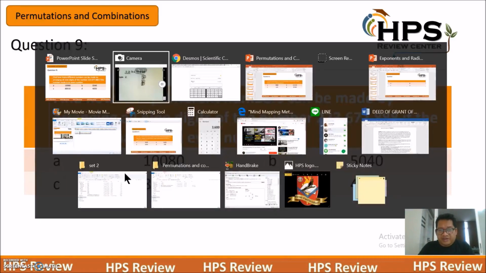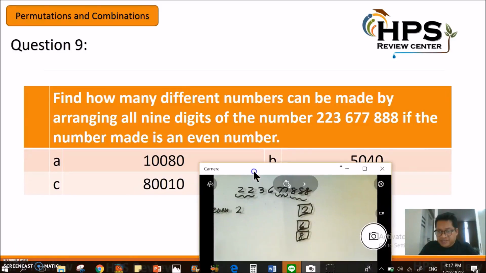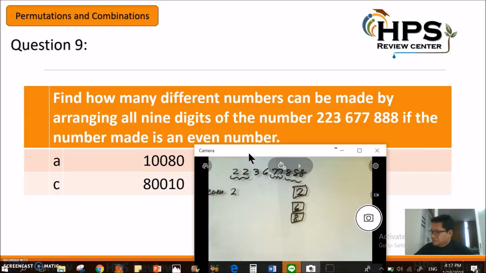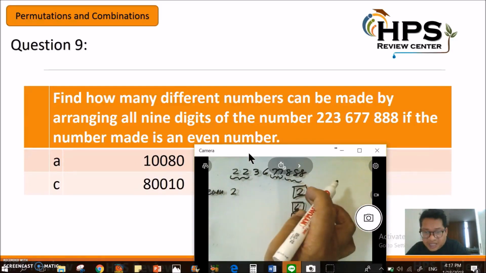Sorry, I thought that my board can be seen over there. So that's what we want: something that ends with 2, ends with 6, ends with 8. Now, if it ends with 2, so that's going to be how many? You take the 2 out.